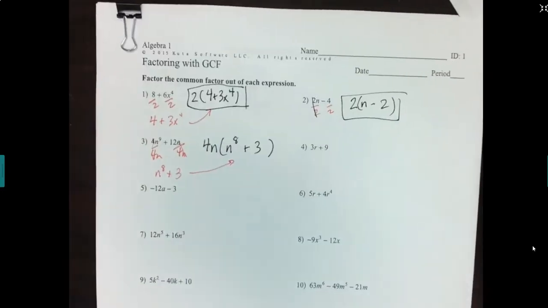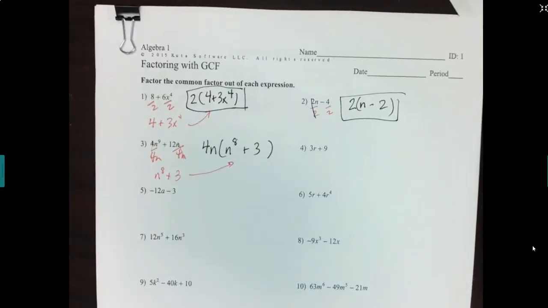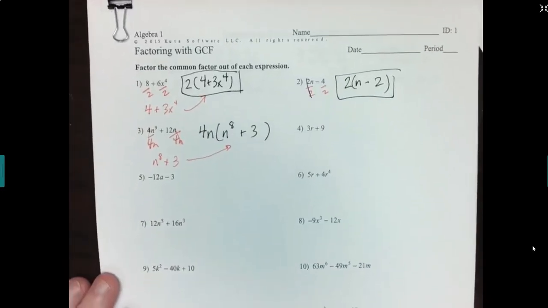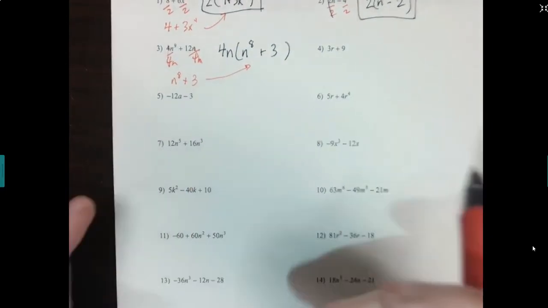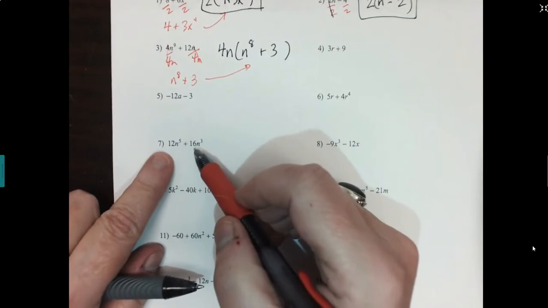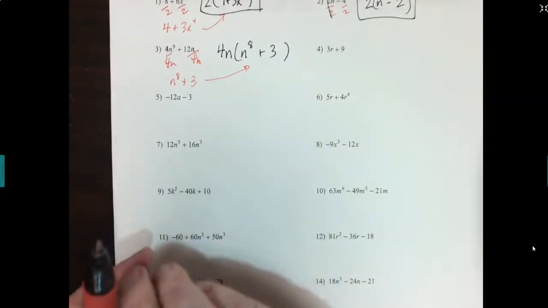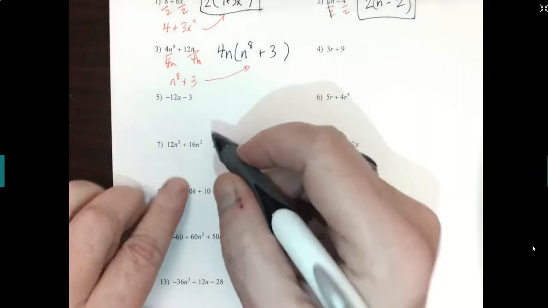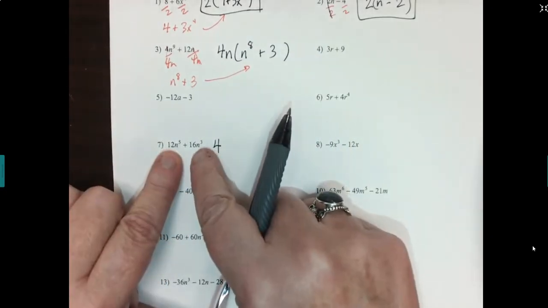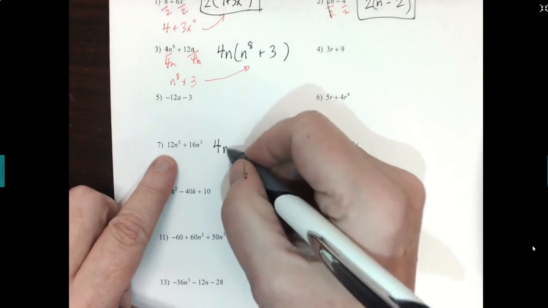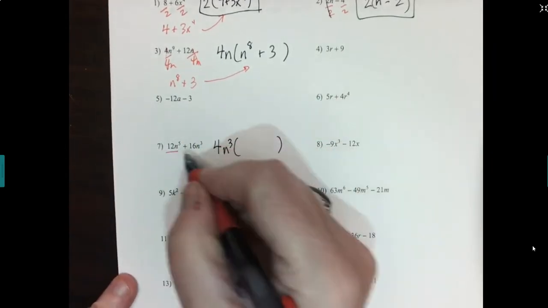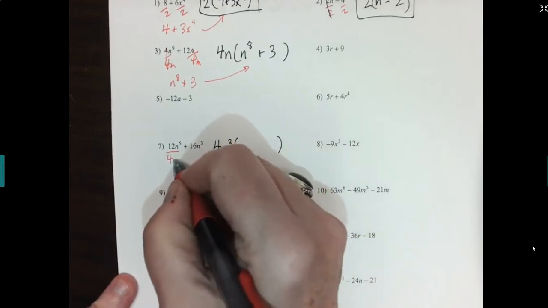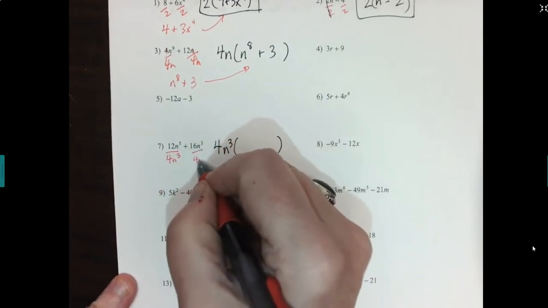Okay. All right. Let's go to this one. Okay, so what do they have in common? 12 and 16 have at most in common a 4. And n to the 5th and n cubed have at most in common n cubed. So what's going to go in here? Well, I'm just going to have to divide 4n cubed by each term.